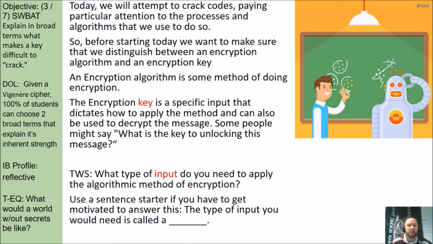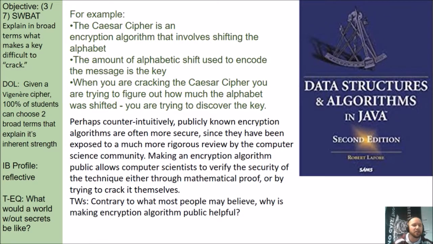Your think, write, share: what type of input do you need to apply the algorithmic method of encryption? If you need help here with the sentence starter, the type of input you would need is called a what? So to dig in a little deeper, here's an example. The Vigenère Cipher is an encryption algorithm that involves shifting the alphabet. The amount of alphabetic shift used to encode the message is the key. When you're cracking the Vigenère Cipher, you are trying to figure out how much the alphabet was shifted. You are trying to discover the key.